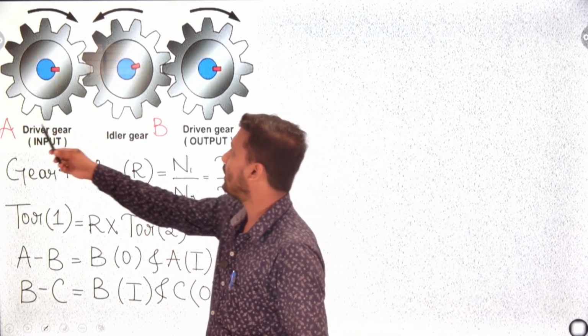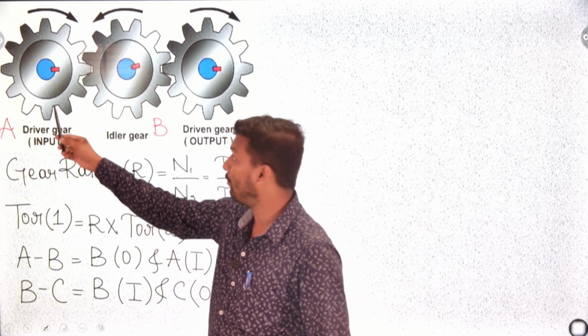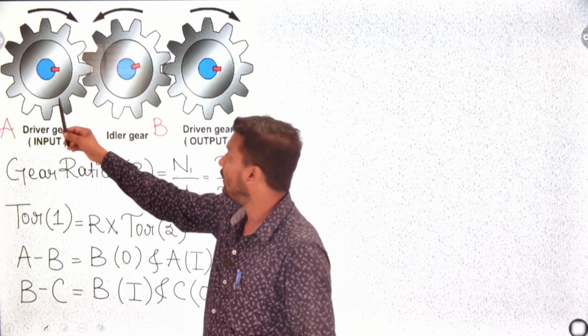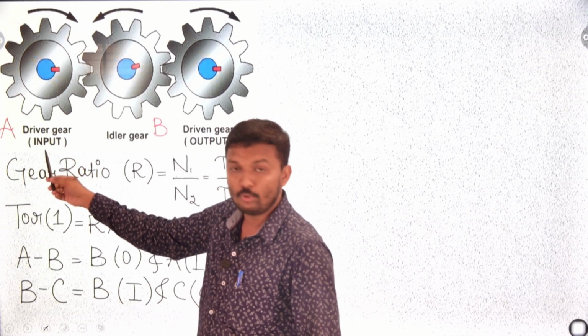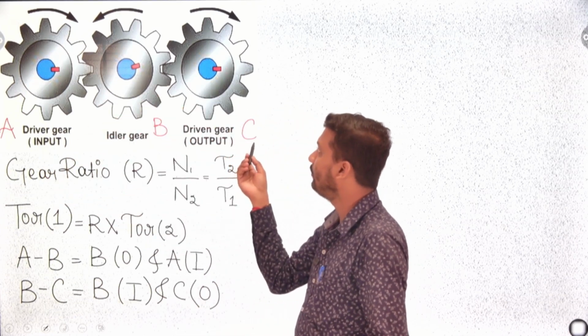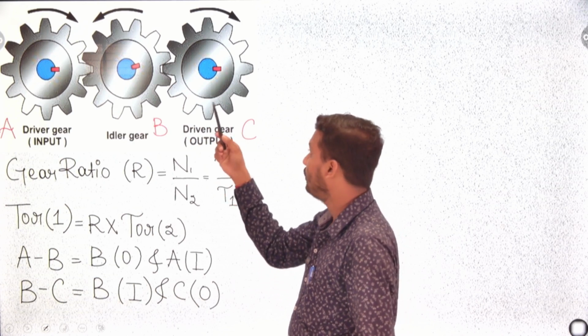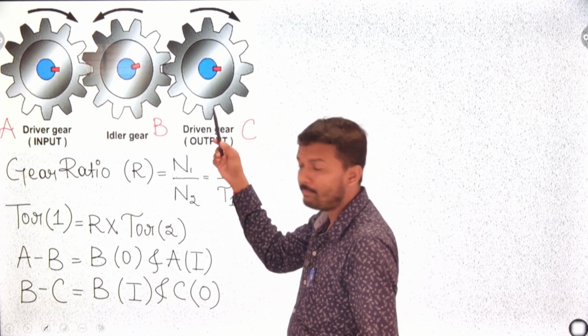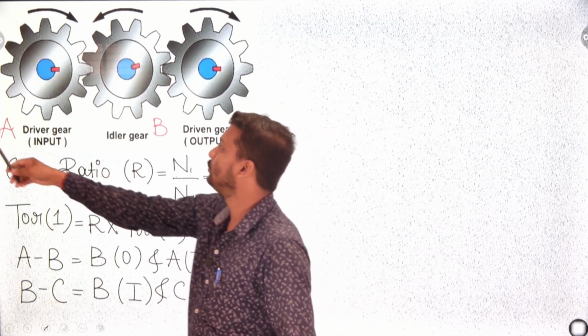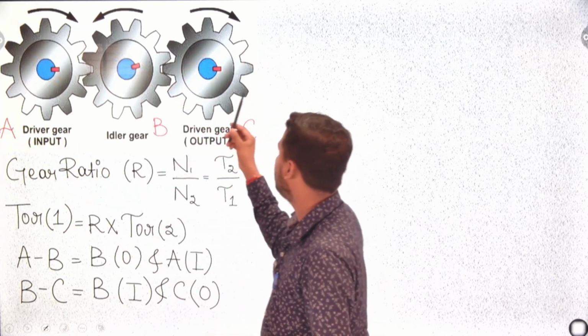So A is the first, the driver gear, where the power comes in, the first power coming from the engine. It is the input part, where input power comes in. Whereas C is the driven gear. Driven gear means the output part, the output gear or output system, where the power is output. If you take this as the system, this one, A, is the input part, and C is the output part.